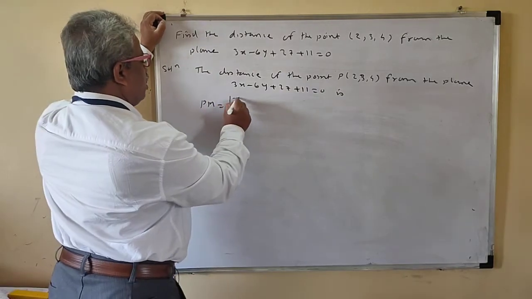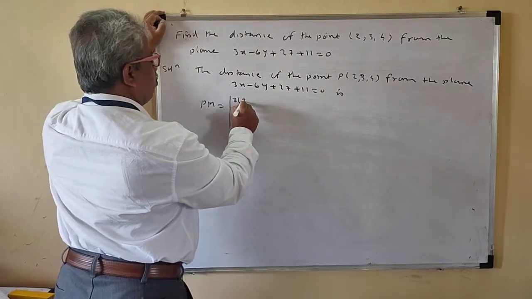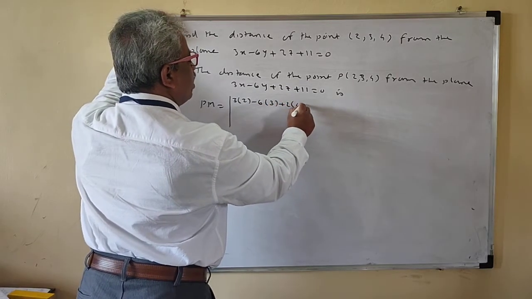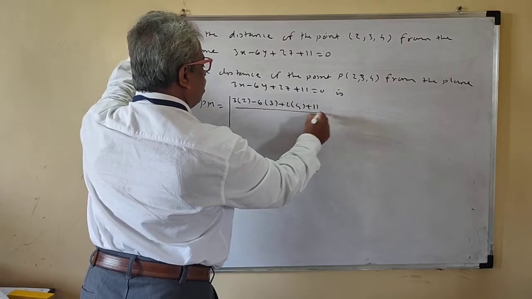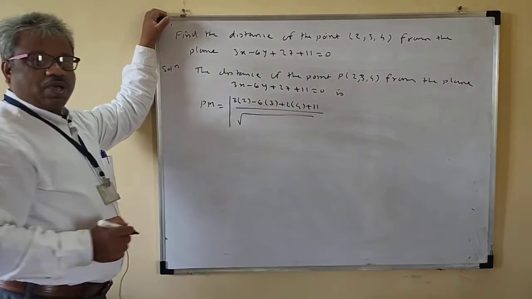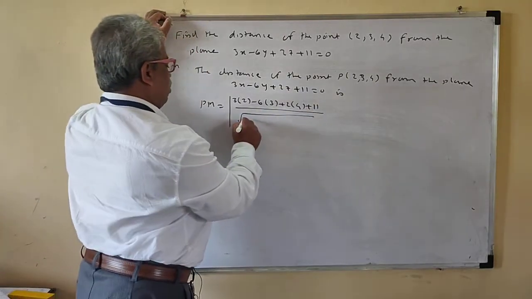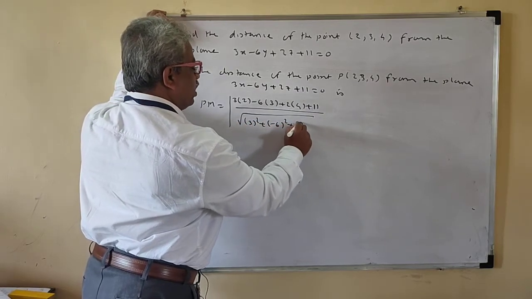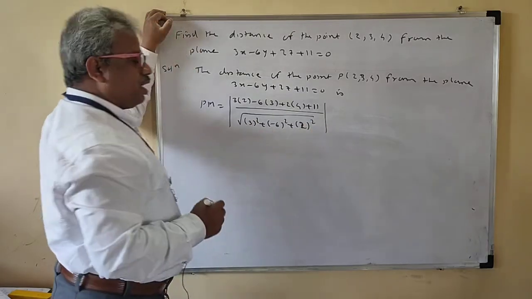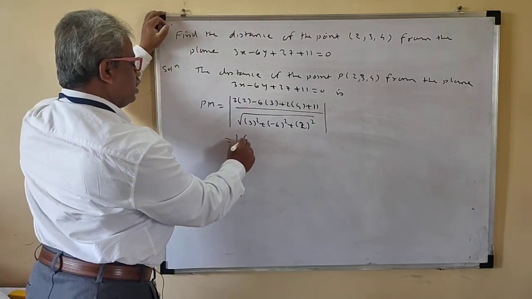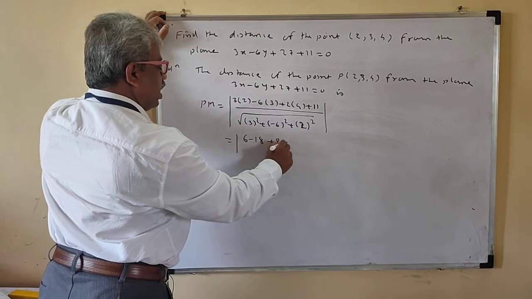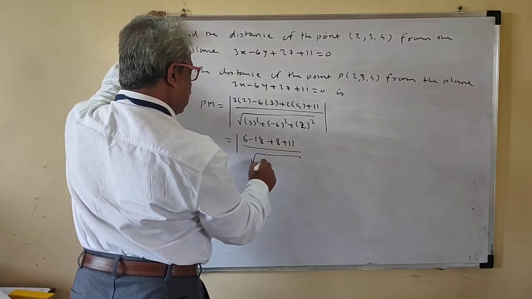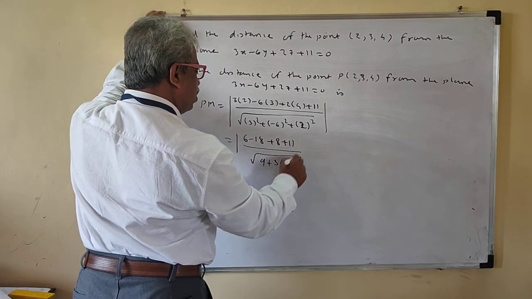So what is here? 3 times x, your x coordinate. You have to write all the things as it is, only replace the x, y, z, plus 11, upon the square root of the coefficient of x squared plus coefficient of y squared plus coefficient of z squared. So this is equal to 6 minus 18 plus 8 plus 11 upon root of 9 plus 36 plus 4.